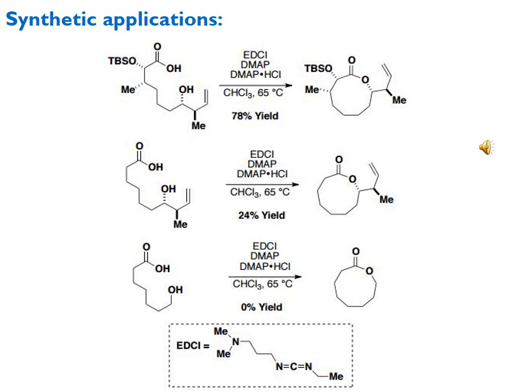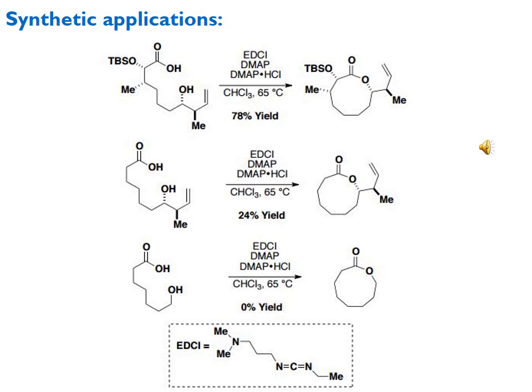But when there was substitution here, you can see, at the hydroxy group bearing carbon, then there was a yield in similar conditions of 24%. But if there was substitution on the acidic part also with the methyl or with the tertiary butyl silyl ether, then we get the product with 78% yield.